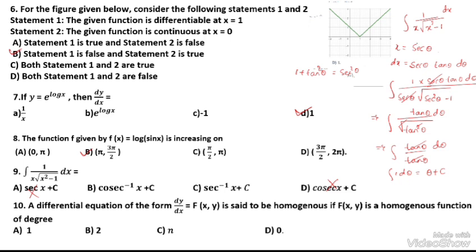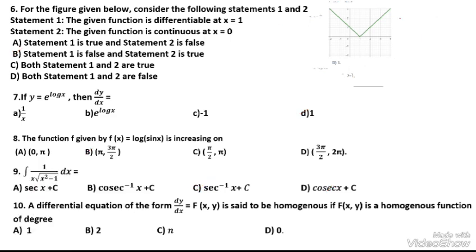What is the value of theta? Taking the sec function to this side, it becomes inverse. The answer should be sec inverse of x plus c. Where is the option? Option number C is correct. Now, we have taken x as sec theta. Otherwise, no. I will check this one also.